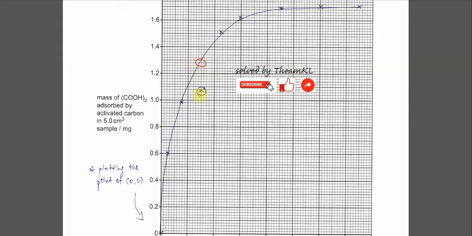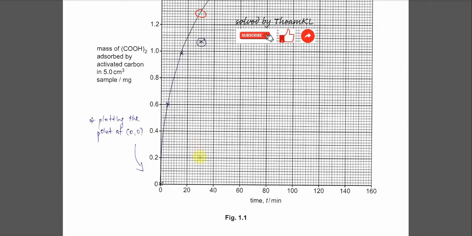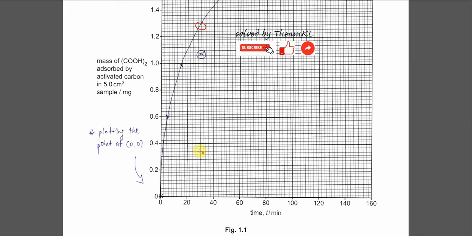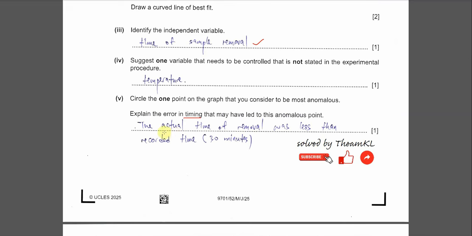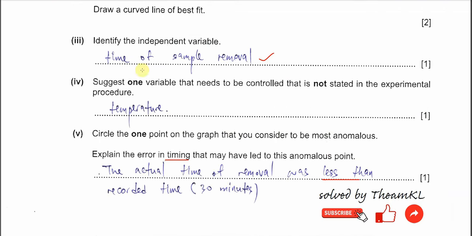Why is the mass of the acid absorbed by the carbon lesser than expected at the same time? It means the time that was used is actually shorter than 30 minutes. When the time is shorter than 30 minutes, the mass of the acid absorbed by the carbon is lesser. That's the reason. So the actual time of the removal is actually lesser, and lesser means the absorption mass is lesser.